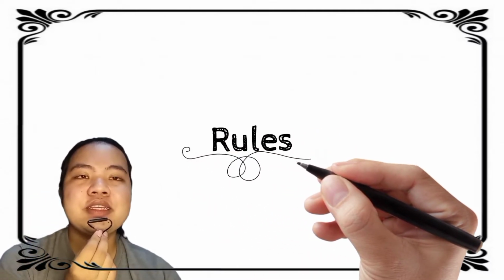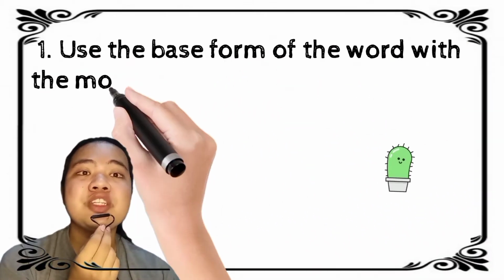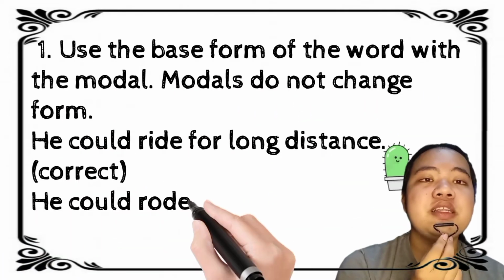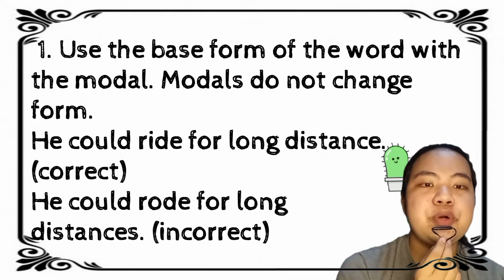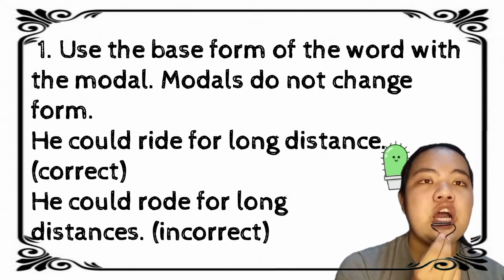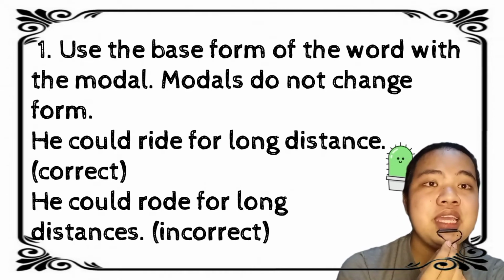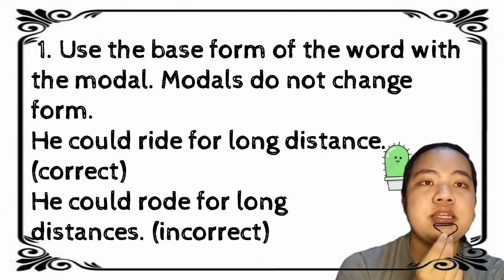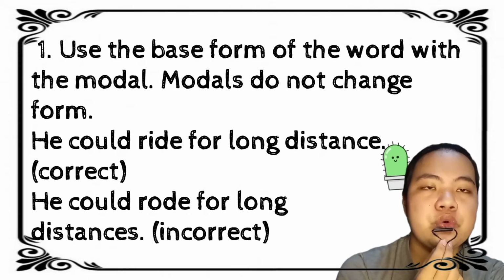Rule number 1. Use the base form of the verb with the modal. Modals do not change form. So, ang pasabot ani class, once nga magamit ta og modals sa isa ka sentence, ang main verb jud kay always base form. For example, he could ride for long distances. Obviously, this sentence is correct kay nagamit siyag modal and at the same time, ang main verb kay base form. Next example, he could rode for long distances. Obviously, this is incorrect because ang gigamit nga main verb kay nag-change of form which is ang rode.